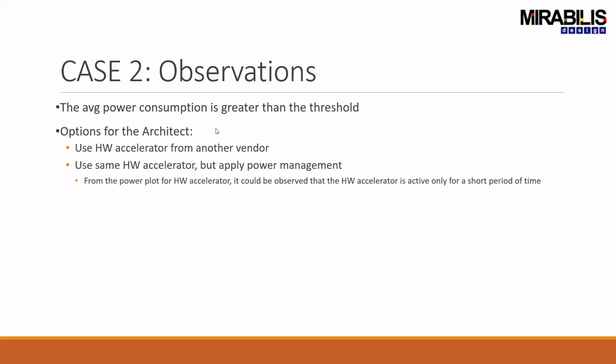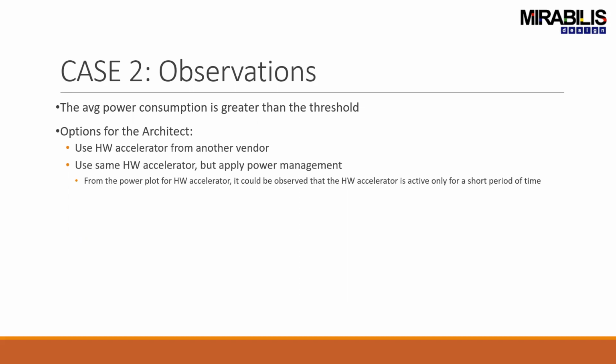Hence, there are two options for the architect mainly. One is to use a hardware accelerator from another vendor. If we try different options, it is possible that we can bring the power down to 2 watts and satisfy the requirement. But it is going to be costly because they will have to replace the existing unit they have.